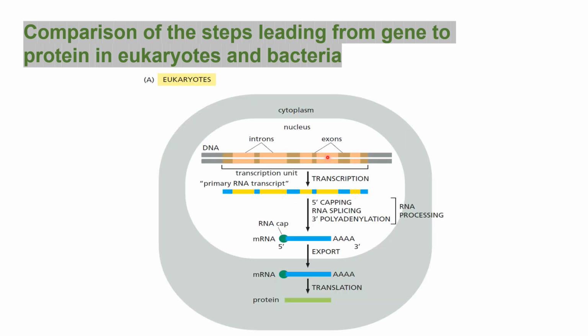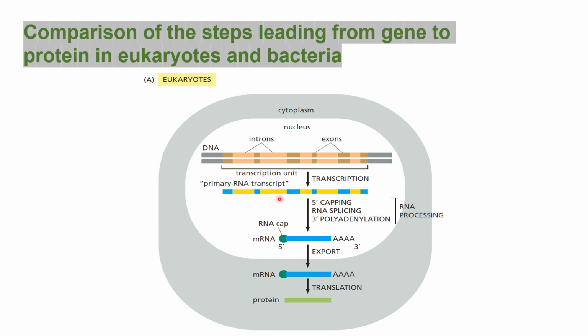Let's understand. In eukaryotes, we have a DNA, and from the DNA we have the process of transcription, whereby a primary RNA transcript is synthesized. But the RNA transcript is not directly translated into the protein. Rather, it undergoes a series of reactions. We call that RNA processing. It includes 5' capping, RNA splicing, and 3' polyadenylation.